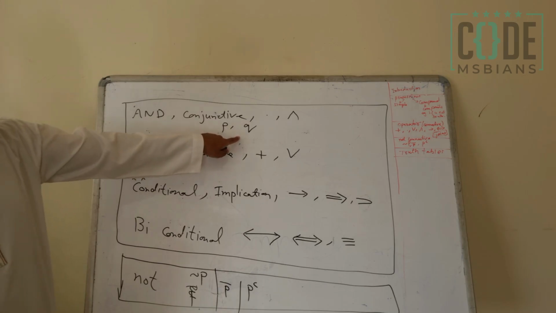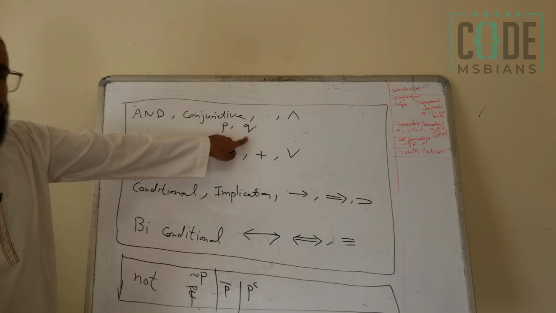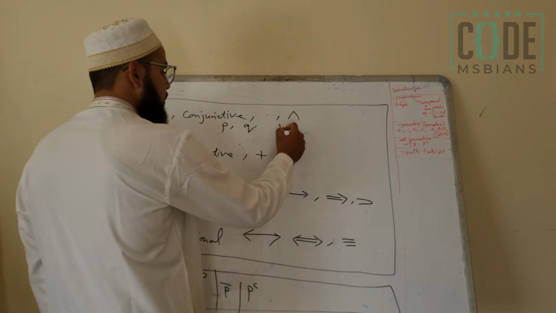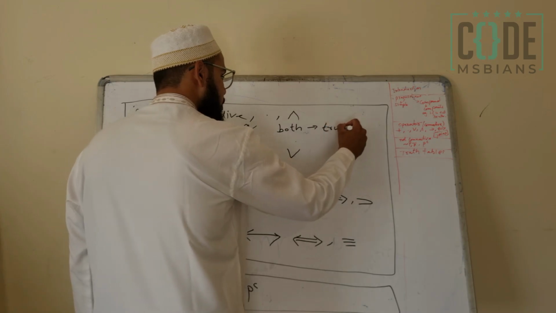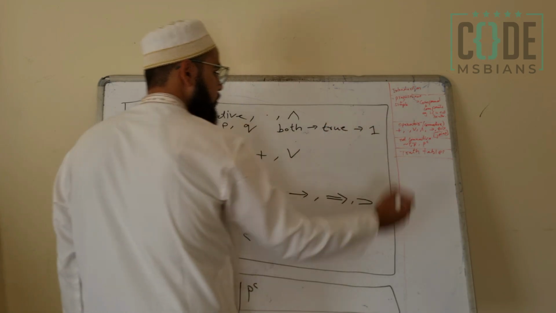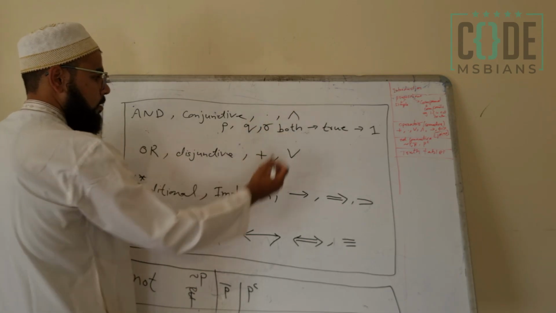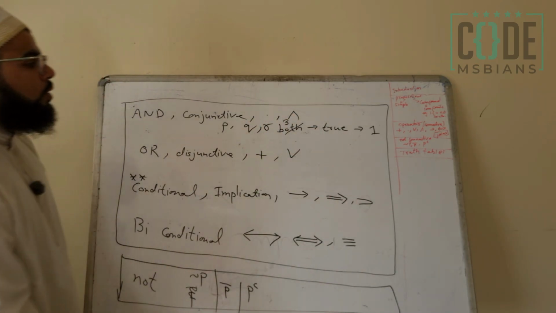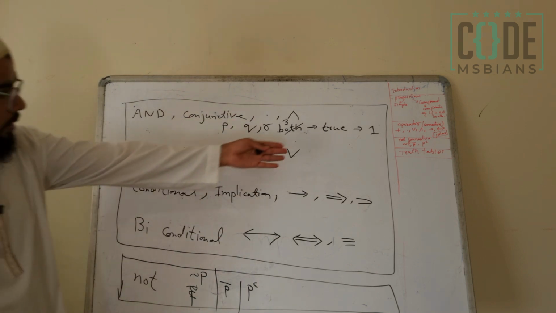You are having two variables, or you can say two statements. So if you talk about AND, both statements must be true. Both statements must be true, so then it will give you the true value. Let's say you are having maybe 3 statements, so all three must be true. Then only it can give you the true value here.